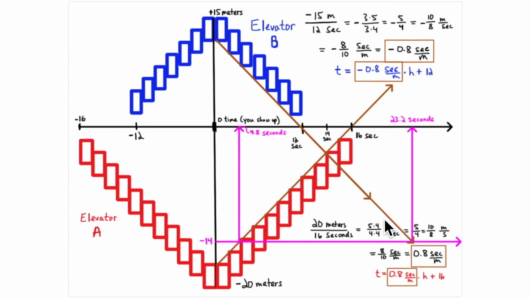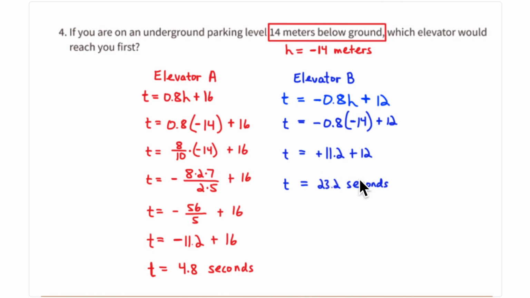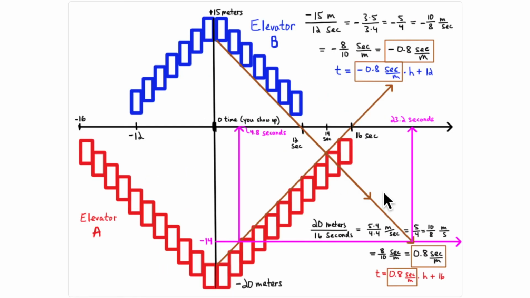But that gets added on, not subtracted, to the 12 seconds it already has to travel from this 15 meters. So you can see that this takes a very long time for the elevator to get to negative 14 meters compared to elevator A. So this is 11 and 2/10 seconds plus 12 seconds for a total of 23 and 2/10 seconds.